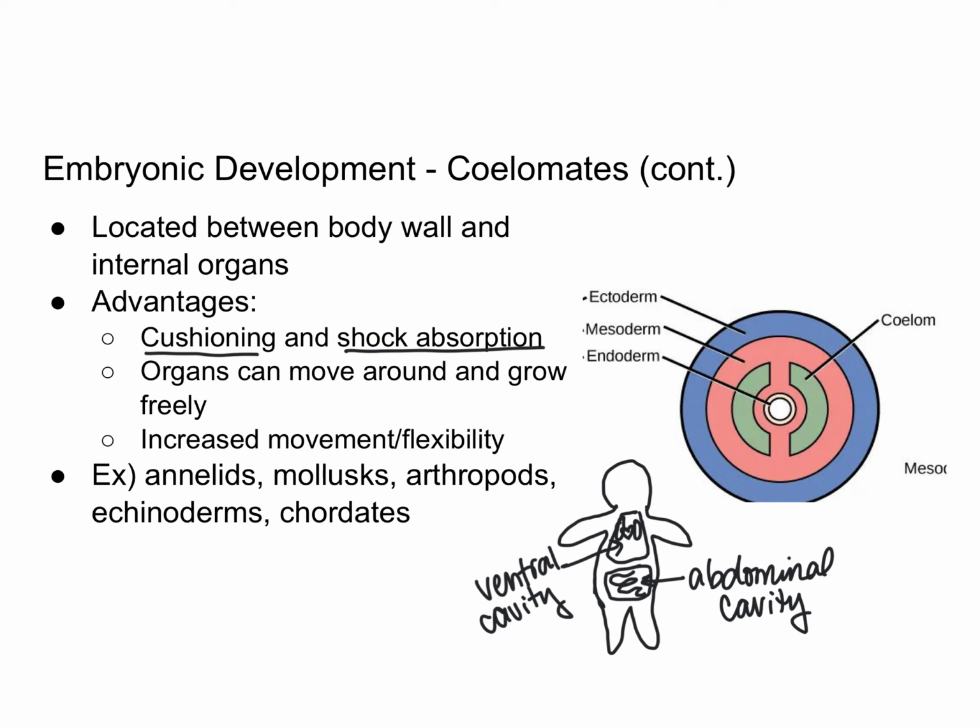I've been mostly talking about humans because you are a human, so you're probably more familiar with these body cavities and structures. But it's not just humans that are coelomates. We also have annelids, which would be our earthworms, mollusks, which are things like snails, arthropods, which are things like insects, echinoderms, which are things like sea stars and urchins, and then chordates, which includes humans and other mammals, reptiles, amphibians, etc.